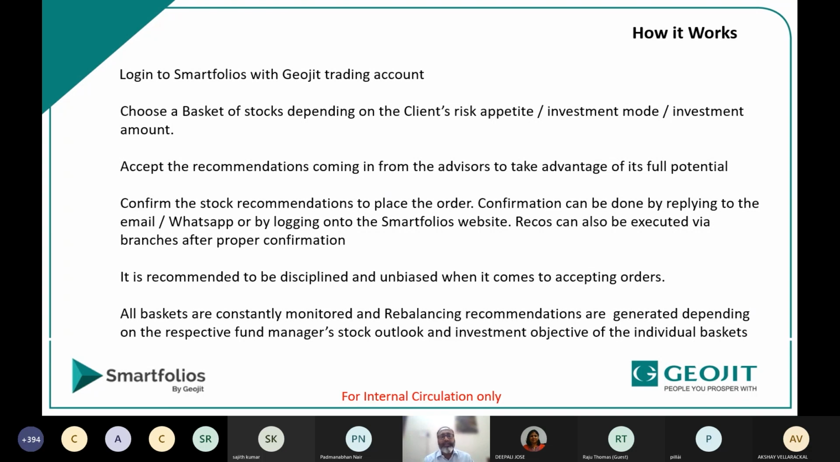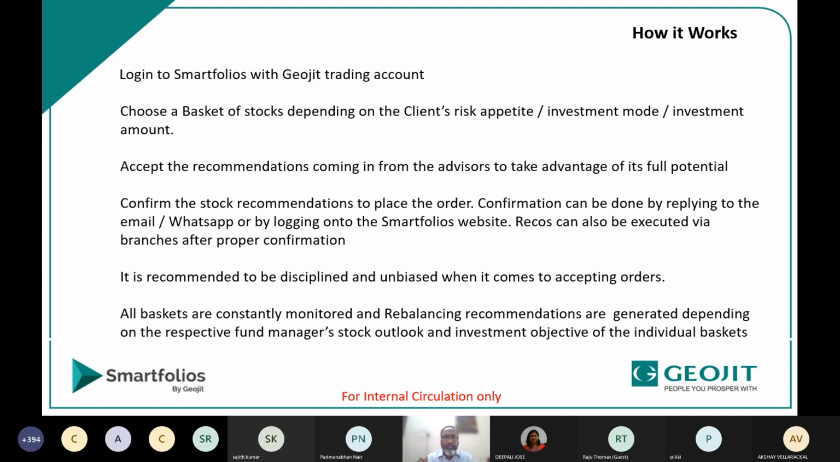Accept the recommendations that are coming in. So the initial recommendations will come in. On review of the basket, there will be additional rebalancing recommendations that will be coming in. Our sincere request, or humble request, to all of you is to accept the recommendations without using your bias in it. Now you have registered for Smartfolios to utilize or to complement your own investment strategy, or to utilize an expert fund manager strategy.